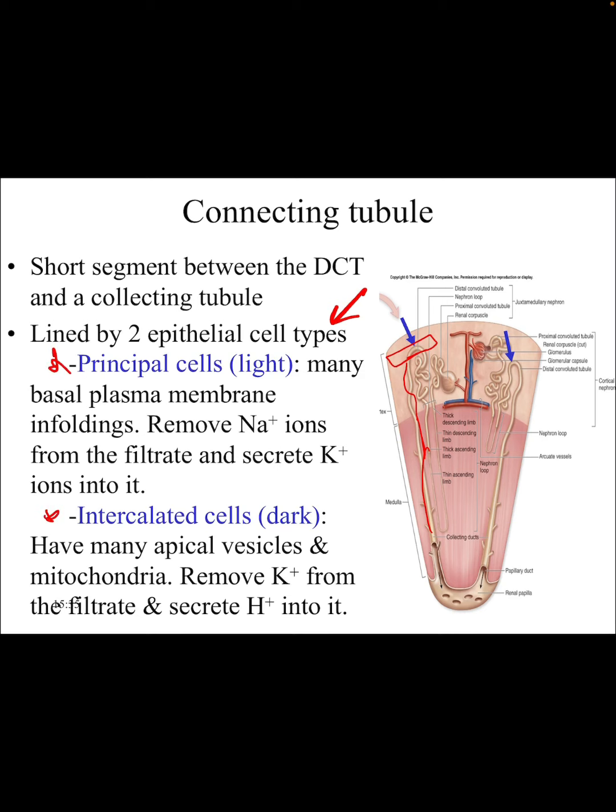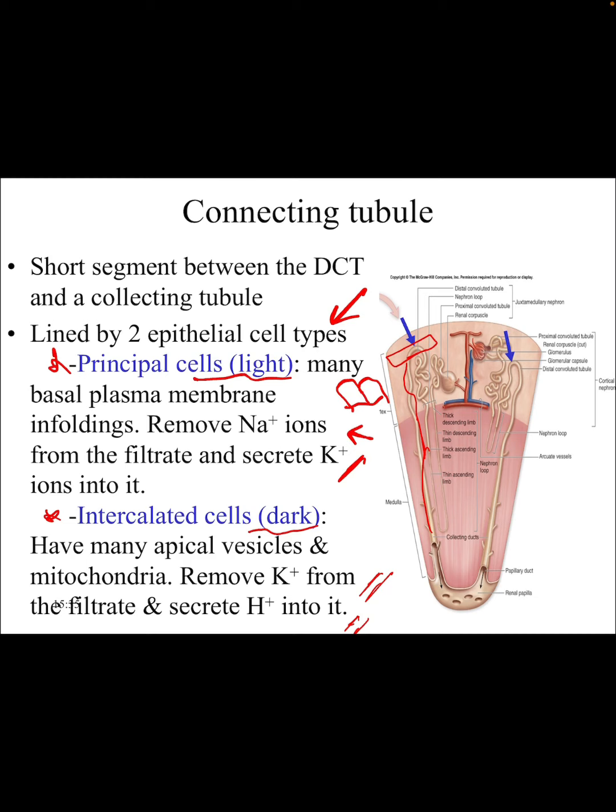We have the principal cells and we have the intercalated cells. The principal cells are the light cells, whereas the intercalated are the dark cells. These cells lie on the basement membrane. The principal cells are very important in removing the sodium ion from the filtrate and secreting the potassium into the filtrate, or into the urine, whereas the intercalated cells have many apical vesicles and mitochondria, and their main function is to remove the potassium from the filtrate and secrete water.